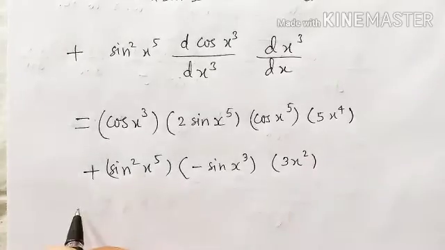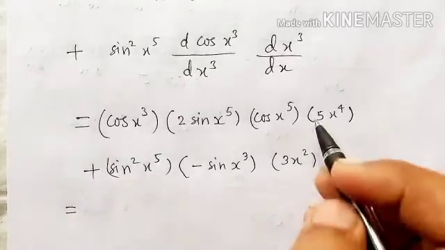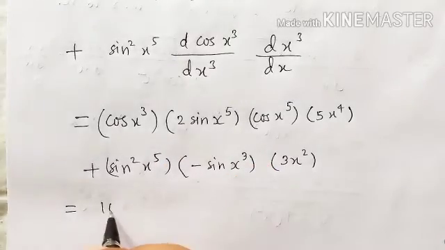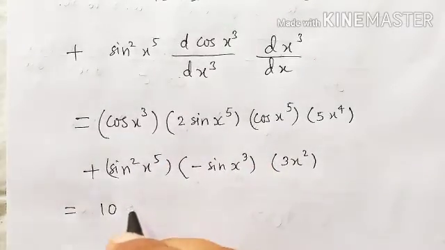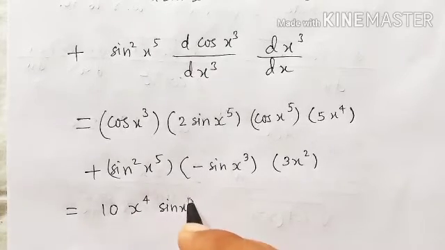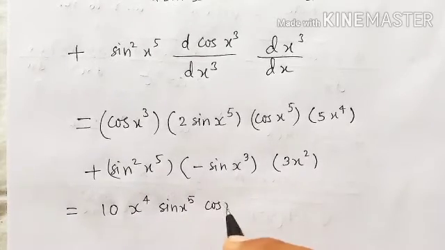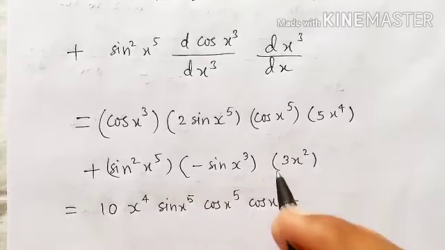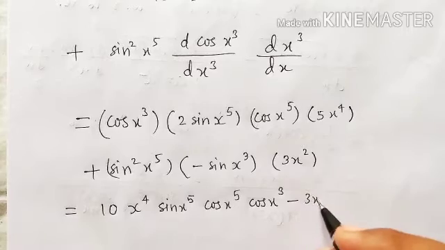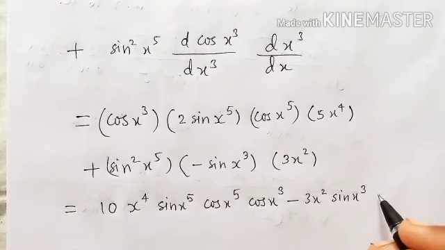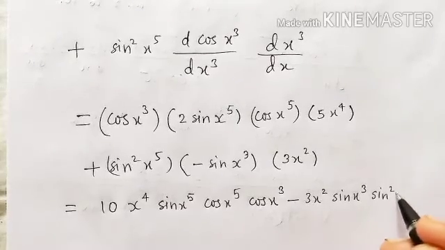Now rearranging them, 10 x to the power 4 sin x to the power 5 cos x to the power 5 cos x³ minus 3x² sin x³ sin² x to the power 5.